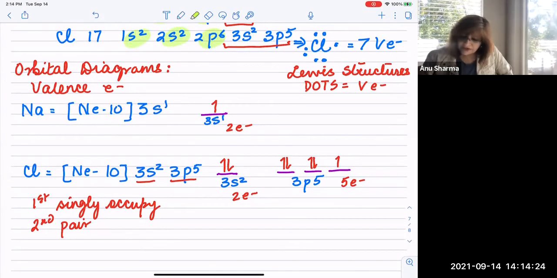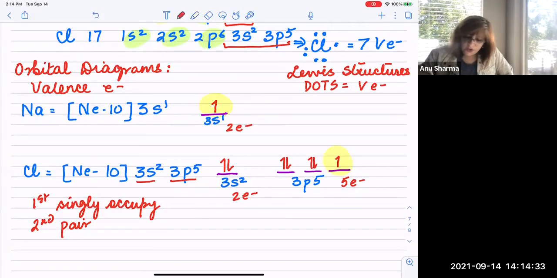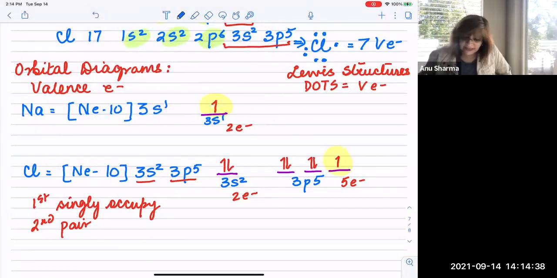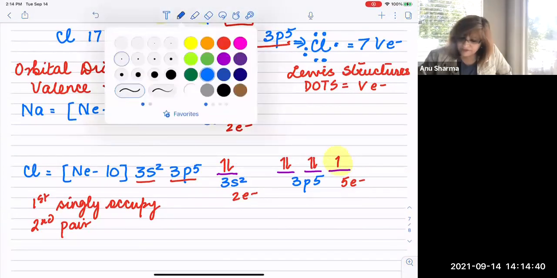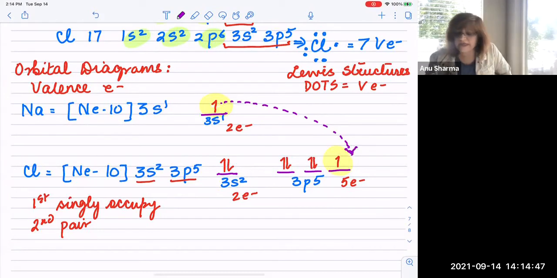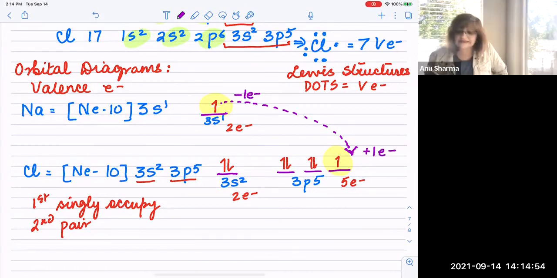So what do we see here? We see that these guys are unpaired. This is one unpaired electron. This is one unpaired electron. So in this case, if sodium loses that one electron, or the sodium gives that one electron to chlorine, chlorine has a higher electronegativity. It is going to attract that one electron. So that -1 electron from sodium to +1 electron here. In this case, that one electron is given from sodium to chlorine.